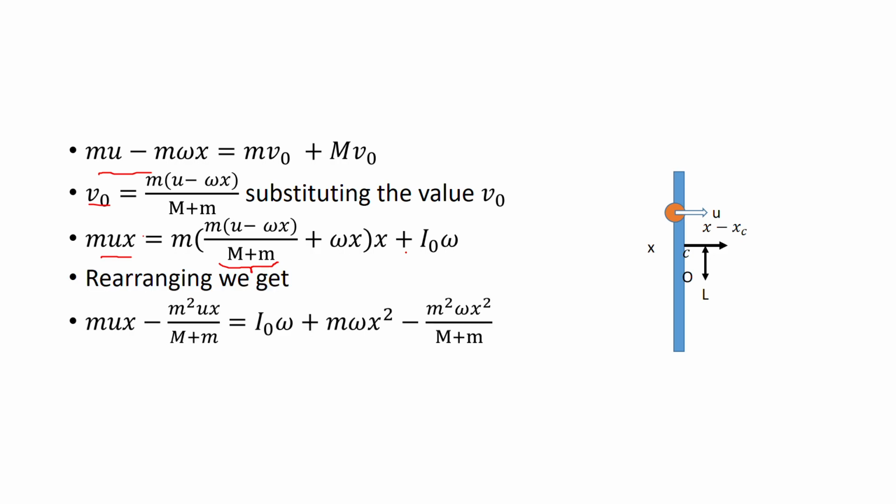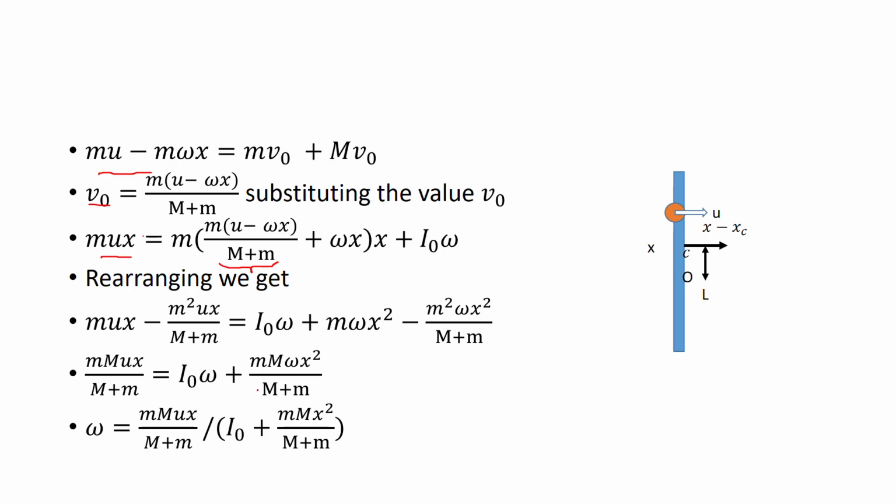After rearranging, we get mux minus m square ux. This is in fact simply algebra, which you can do. And rearranging the terms, the equation becomes this equation. Finally, we get omega equals to this much. And this is exactly the same as what we derived when we considered the ball and rod as a system, and here we have derived it considering the ball and the rod individually.